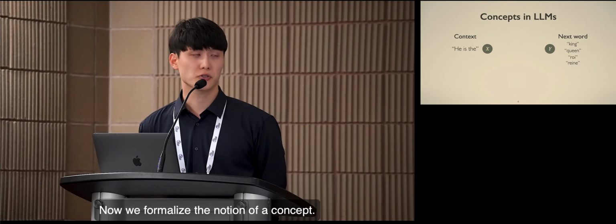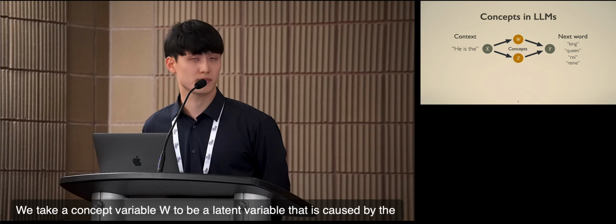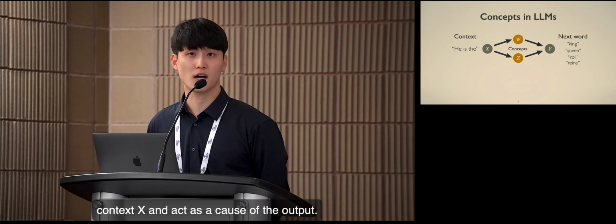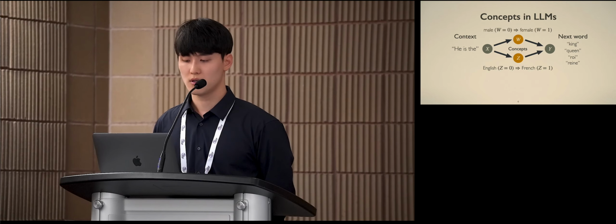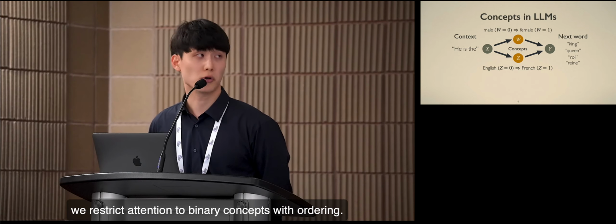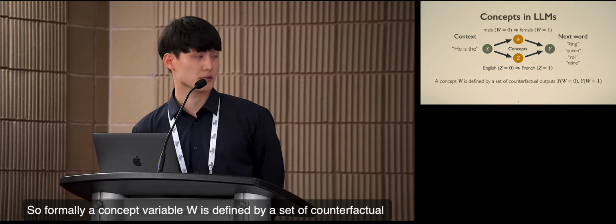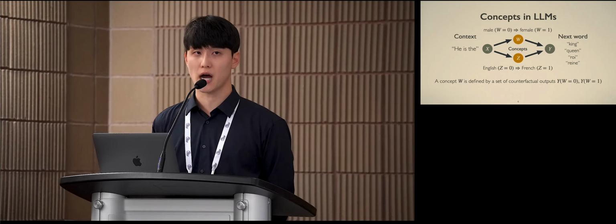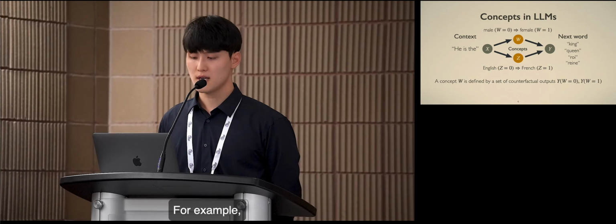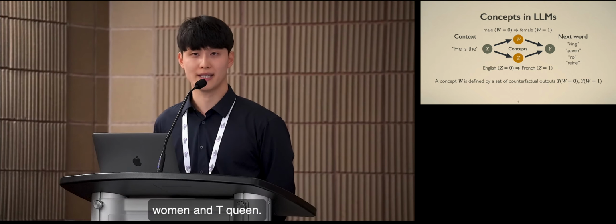Now we formalize the notion of a concept. We take a concept variable w to be a latent variable that is caused by the context x and acts as a cause of the output y. For simplicity, we restrict attention to binary concepts with ordering. So formally, a concept variable w is defined by a set of counterfactual outputs that differ only in the value of w. For example, the concept male to female is defined by pairs like man-woman and king-queen.